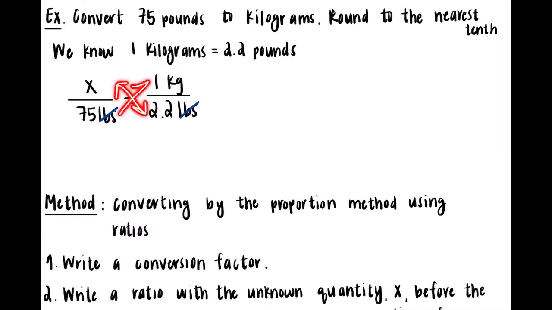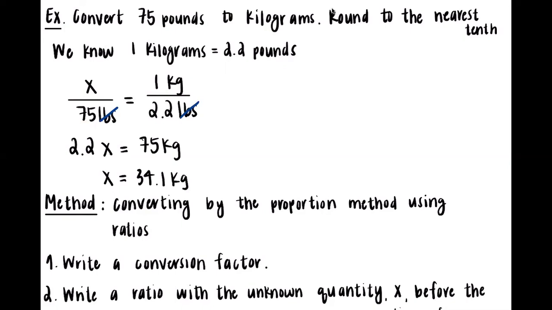Now we can cross multiply. We'll have x times 2.2, so 2.2x is equal to 75 times 1 kilogram, that is 75 kilograms. And after performing this division, 75 divided by 2.2, we get 34.1 kilograms. And remember, we're rounding to the tenth. So there is more to this decimal, but it said specifically round to the tenth. So just one digit after the decimal. And that is our final answer.